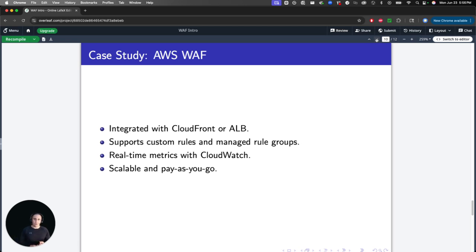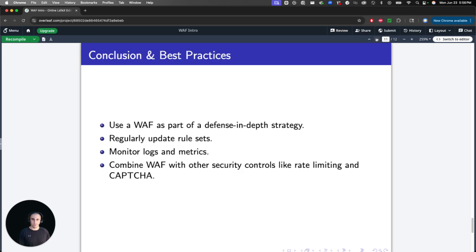With the AWS WAF, it's integrated with CloudFront or the application load balancer. It supports custom rules and managed rule groups, and we can go over this in a later video, real-time metrics with CloudWatch. So you have a lot of coverage with the AWS WAF. It's a really good tool to protect your cloud resources. It's scalable and pay as you go. Again, this is all going back to the cloud and how it's very scalable and it can really go with you as you get more resources or you require more resources.